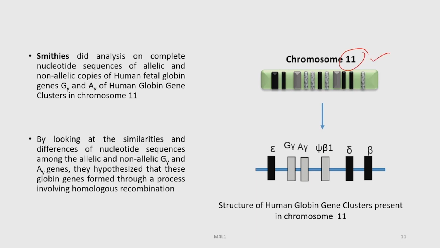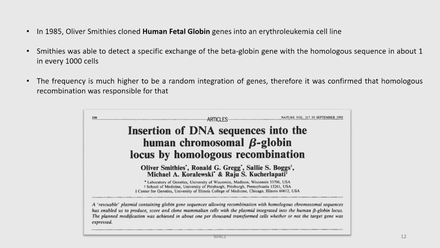By looking at the similarities and differences of nucleotide sequences among the allelic and non-allelic G gamma and A gamma genes, his team hypothesized that these globin genes formed through a process involving homologous recombination. And you can see here the structure of the human globin gene cluster in chromosome number 11.